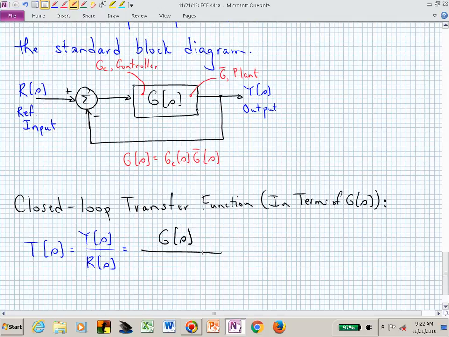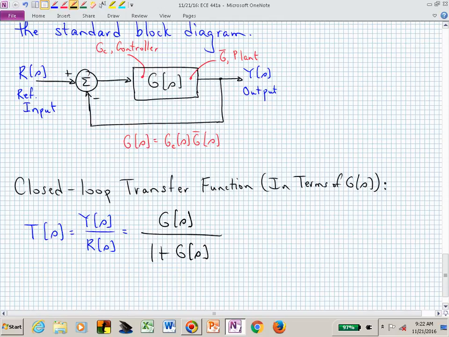It's G over 1 plus G. That's the closed loop, and we have now the frequency response of G. We want to figure out what might happen to T, because we're really interested in the closed loop, and can we adjust G through maybe G sub c to shape it differently if we want to. We know how to do that if we're talking about a root locus. Now we want to think about that in terms of a Bode plot, or in terms of frequency response.